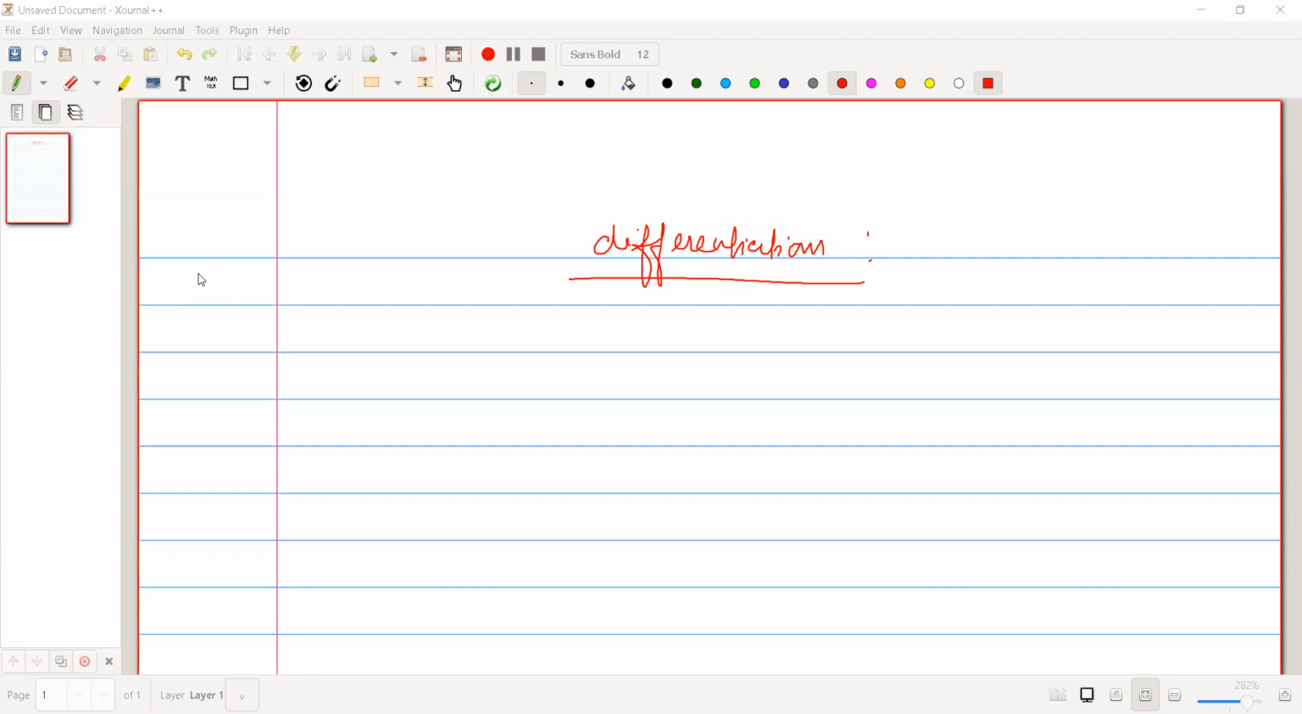So today we are starting differentiation. First we will discuss the sum formula, and related to that we will solve some questions so that we will get a better understanding.